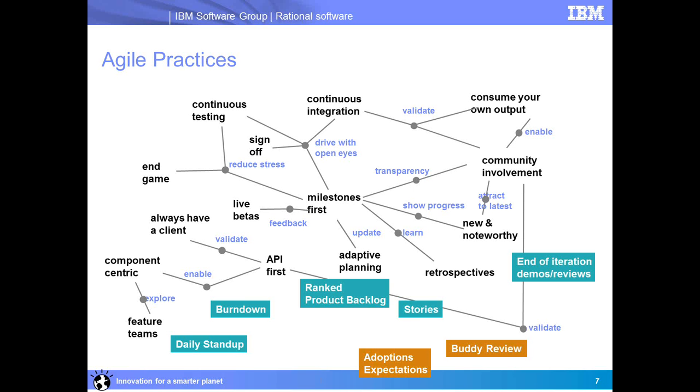It's all about code reviews and adoption from other teams and so on. End of iteration demos and reviews. I think we talked through some of these, right? So what's the Agile way of working? Like I already mentioned, it's very team-centric, right?